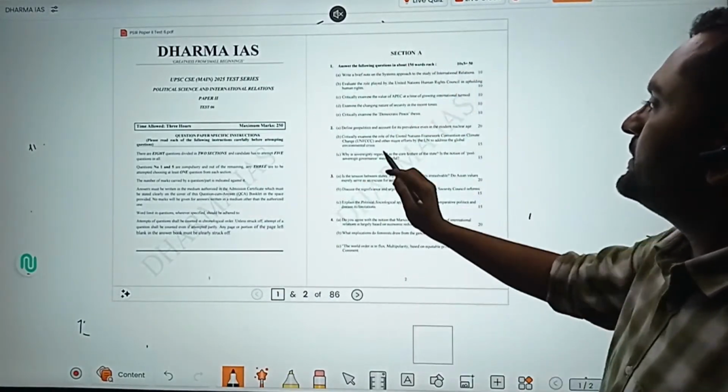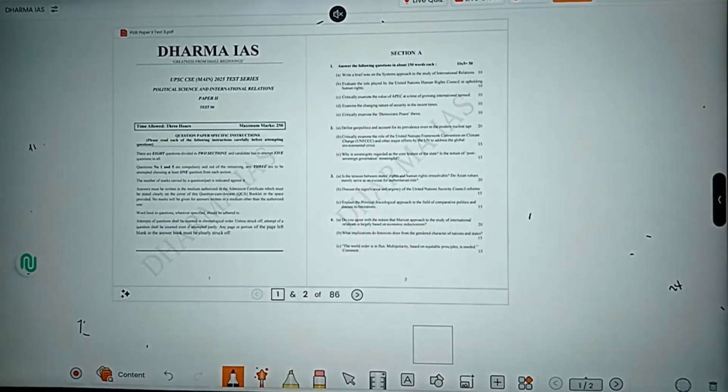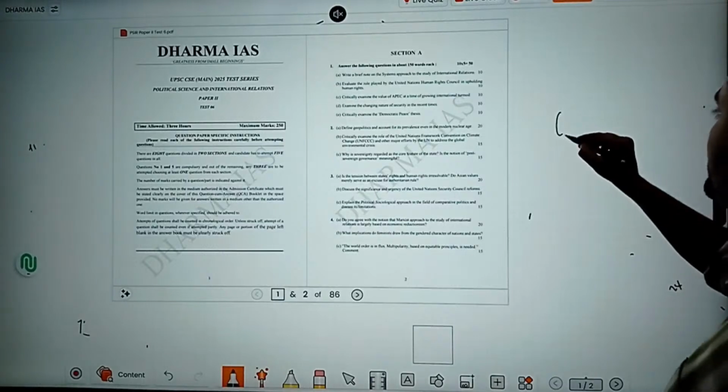Fine. Then the next question: define geopolitics and account for its prevalence even in the modern nuclear age. Geopolitics, very simple. Start with the definition directly.